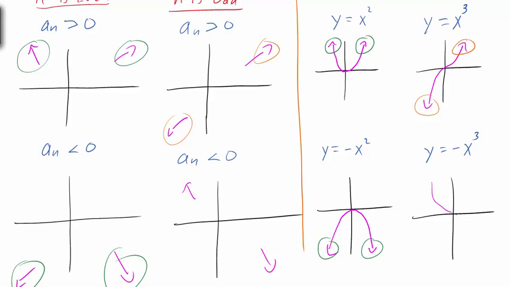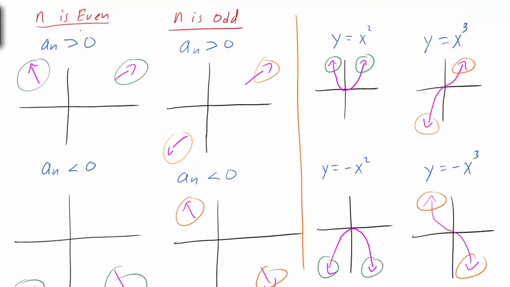So now it's going to go this way, which means that it is pointing up to the left, just like over here, it's going up to the left, and down to the right here, just like it is over here. So you can choose to memorize n is even, n is odd, the leading coefficient, or if you just remember what x squared and x cubed do, and what negative x squared and negative x cubed do, then you can apply that to your other polynomial functions.